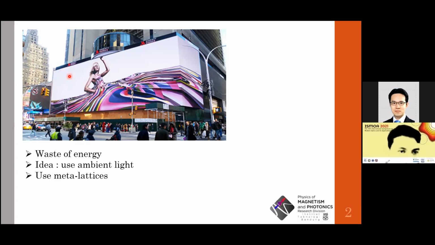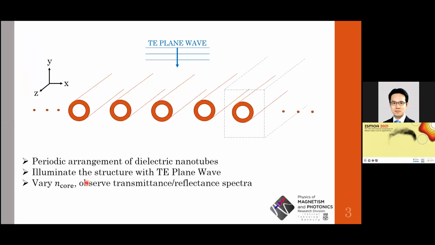Now, the idea here is instead of opposing the sunlight, why don't we use the sunlight or the ambient light to be the light source for our display or our Videotron? And one way to do that is by using a metal lattice system. So what is metal lattice? When we use the word lattice, most certainly we will be talking about the periodic structure.